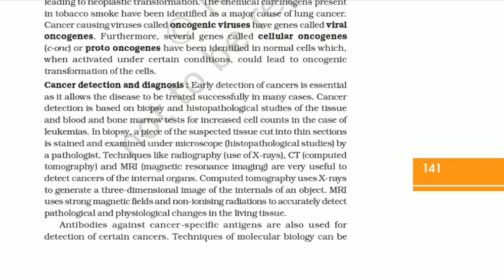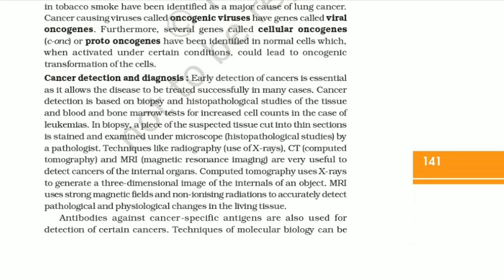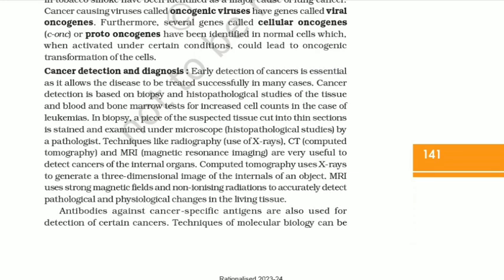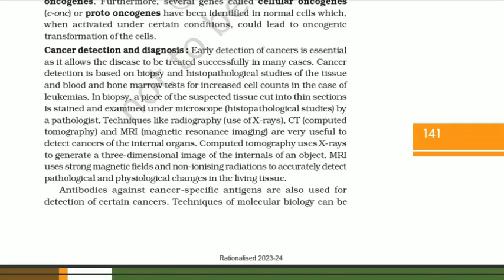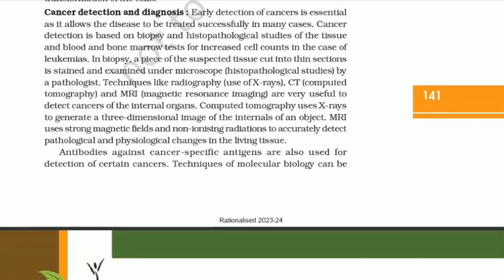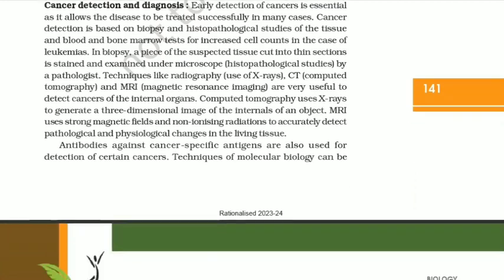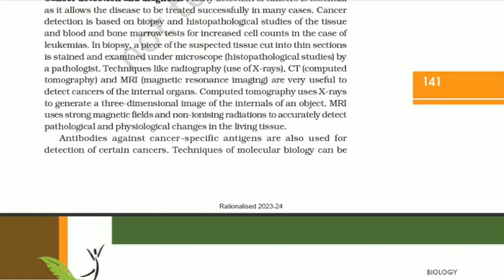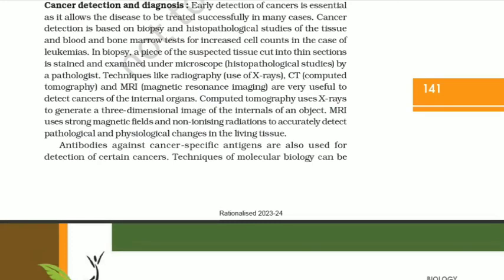Cancer-causing viruses called oncogenic viruses have genes called viral oncogenes. Furthermore, several genes called cellular oncogenes or proto-oncogenes have been identified in normal cells, which when activated under certain conditions could lead to oncogenic transformation of the cells. Cancer detection and diagnosis. Early detection of cancer is essential as it allows the disease to be treated successfully in many cases.